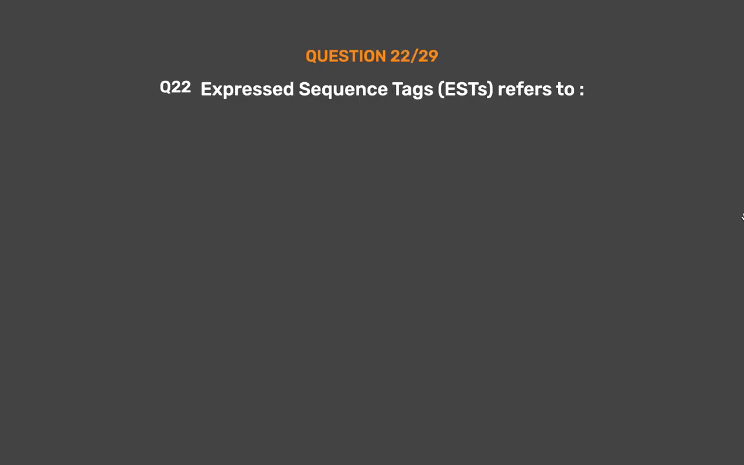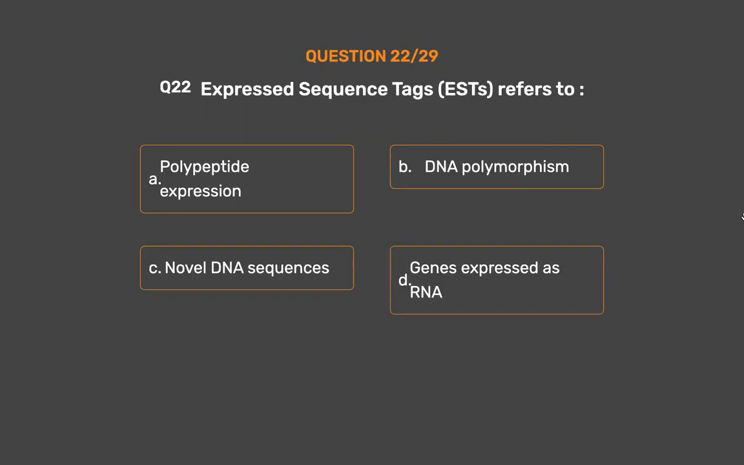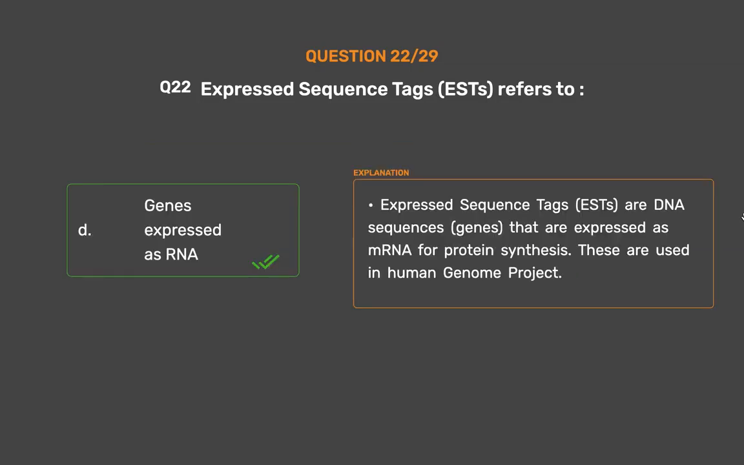Question number 22. Expressed sequence tags, ESTs, refers to: Option A, Polypeptide expression. Option B, DNA polymorphism. Option C, Novel DNA sequences. Option D, Genes expressed as RNA. The correct answer is Option D, Genes expressed as RNA. Expressed sequence tags, ESTs, are DNA sequences, genes, that are expressed as mRNA for protein synthesis. These are used in Human Genome Project.